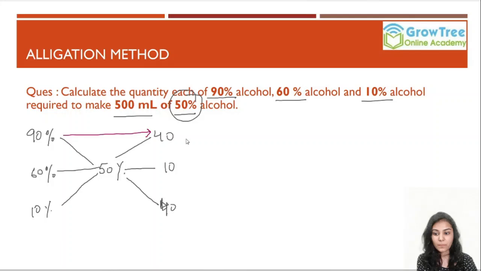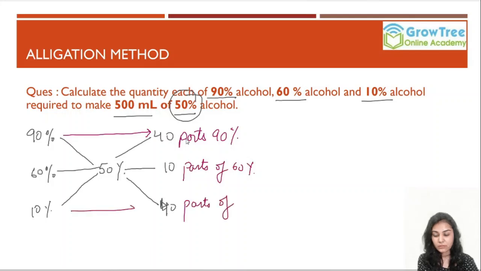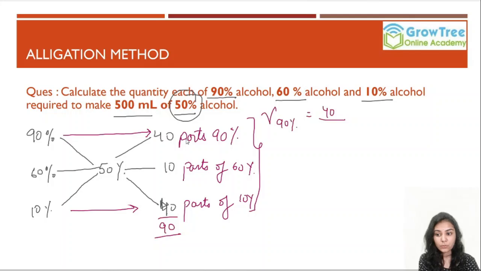40 parts of 90% alcohol, 10 parts of 60% alcohol, and 40 parts of 10% alcohol are required. Now we have to calculate the volumes in the same manner. So volume of 90% alcohol that is required would be 40 upon total parts, that is 90, into 500 ml, and after the calculation it would be 222.2 ml.